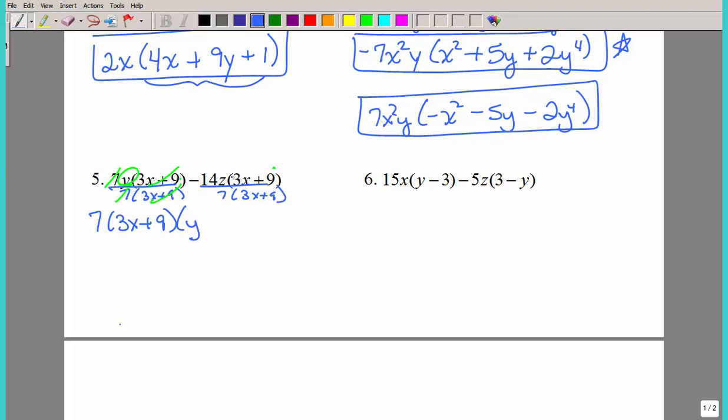And here we would reduce. 7 goes into 14 2 times. Don't miss that minus sign, so we'd have a minus 2z. Now, is that the same answer we got just a minute ago? No, because of this. This is kind of tricky.